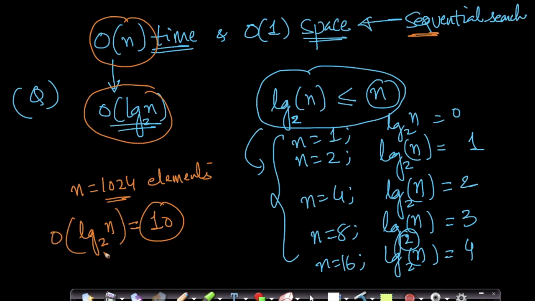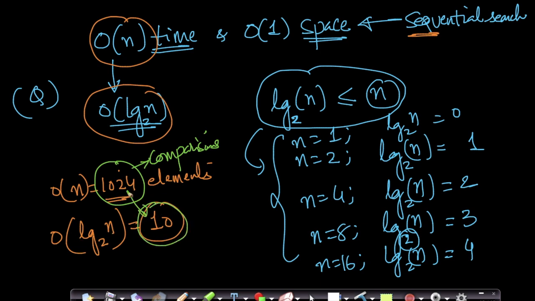If I can get away with 10 comparisons, this is the power of it. Order of n basically means I'm doing 1024 comparisons, roughly, or operations. But if I can get away with log n, which is 10, there's a huge difference between 1000 comparisons and 10 comparisons. Then my algorithm is obviously much more efficient. Log n is much less than n if you think about it. When I have n equals 16, my log n is only 4. When I have n equals 1024, my log n is just 10.